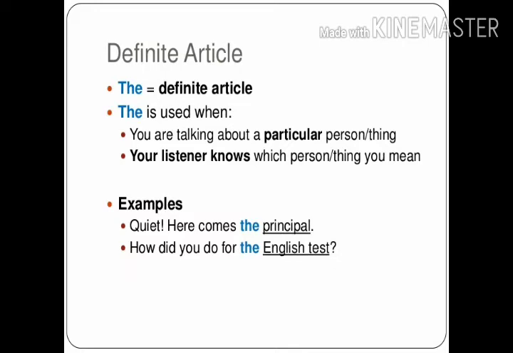For example, quiet, here comes the principal. Here the principal is a particular person we are talking about. So we put the there. Second, how did you do on the English test? The English test, we are talking about a particular English test. So we have put the there.